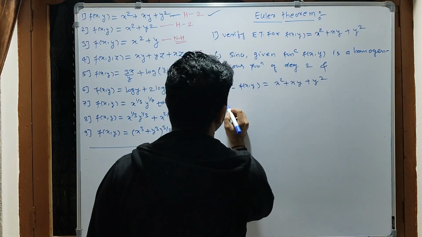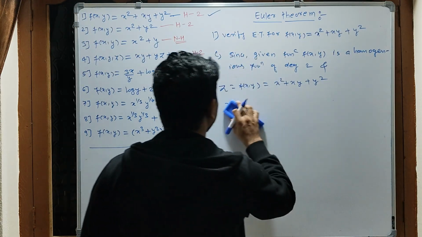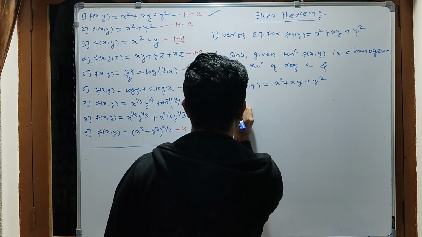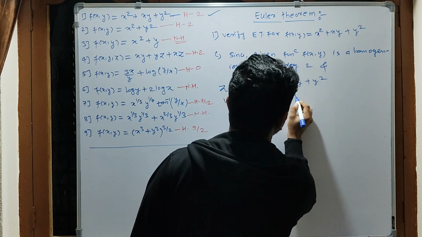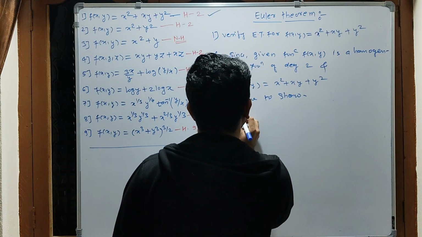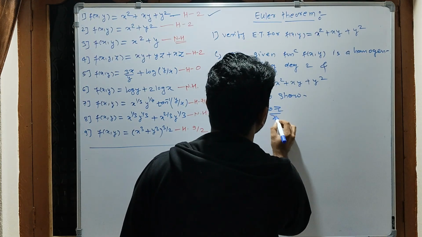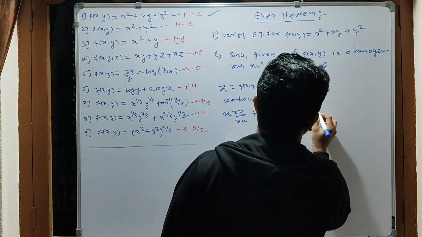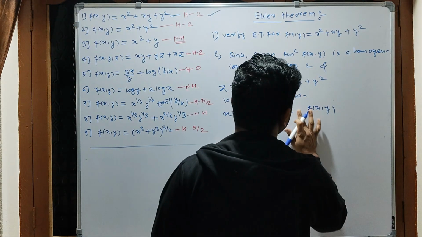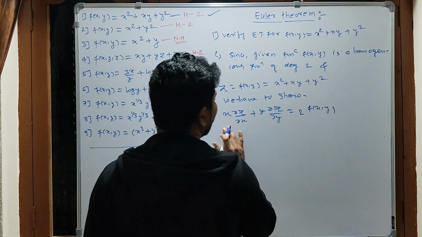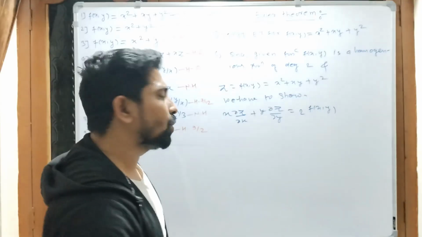Now find dou z by dou x. We have to show here that x dou z by dou x plus y dou z by dou y equal to n times f of x comma y, where n is the degree of this function. Here in this case n equal to 2. So now I will take the left hand side. For that purpose I want to find dou z by dou x and dou z by dou y.